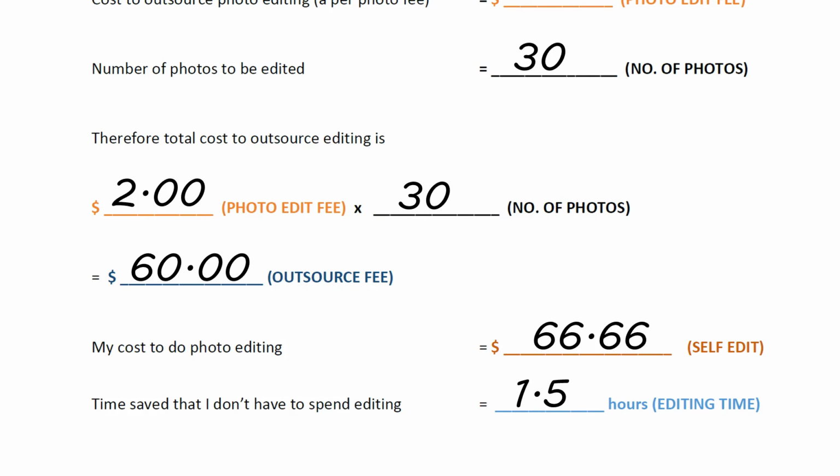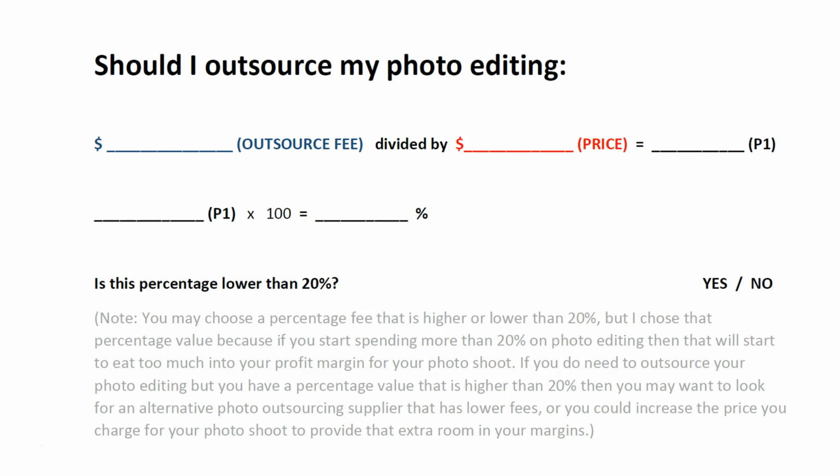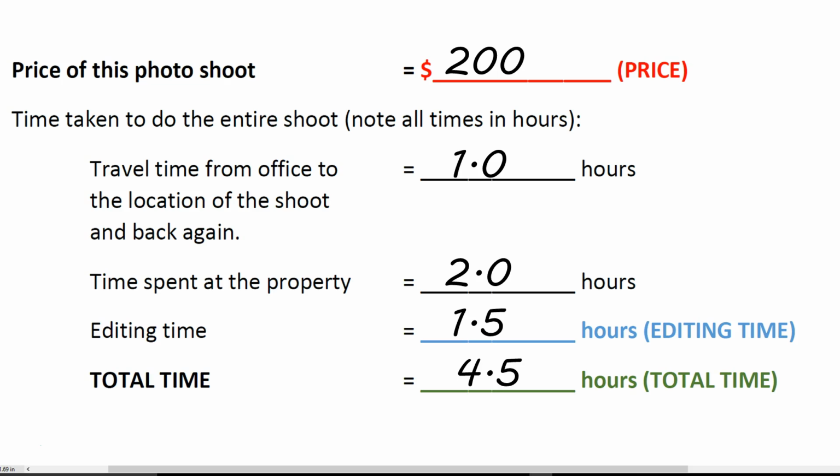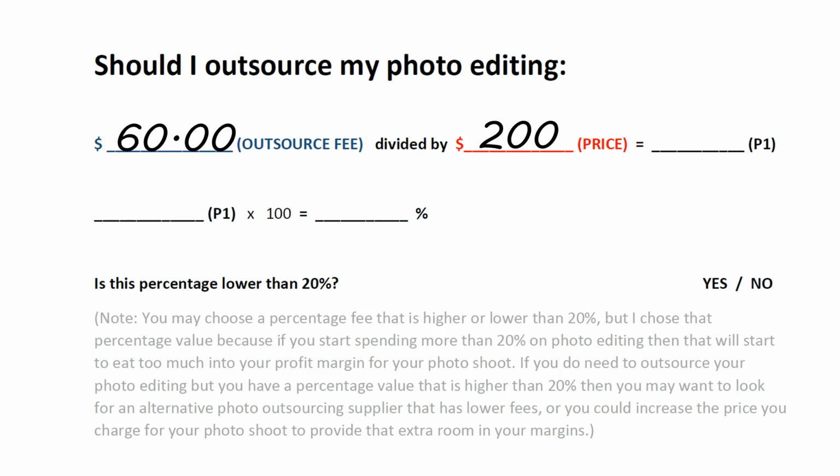Now that we have the numbers sorted out, it's time to calculate whether you should outsource your photo editing or not. So again, go back and get your outsource fee, and that's where you worked out what you would be paying a photo editing company to edit your images. And for me, that was $60. Next, you'll write in your price for this photography shoot. So that's what you wrote in at the very start back here on that red line. So I write in $200 on this page. And then we do our outsource fee divided by the photo shoot price. So for me, that's $60 divided by $200, which equals 0.3.